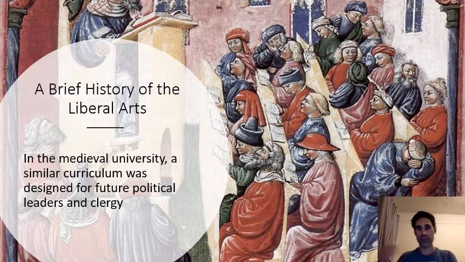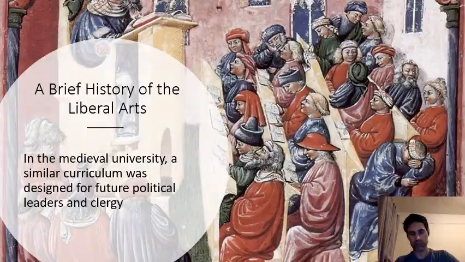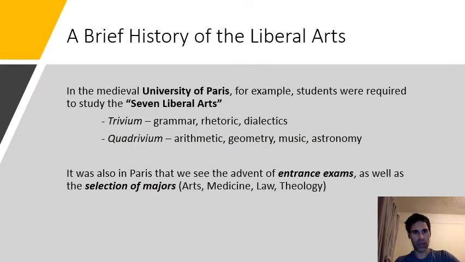Now, as we graduate from the ancient to the medieval period, in the medieval university, there was a similar curriculum designed for future political leaders and clergy of the church. And in the medieval University of Paris, for example, students were required to study the 7 liberal arts: the trivium, or the 3 disciplines, grammar, rhetoric, and dialectics, and the quadrivium, or arithmetic, geometry, music, and astronomy.